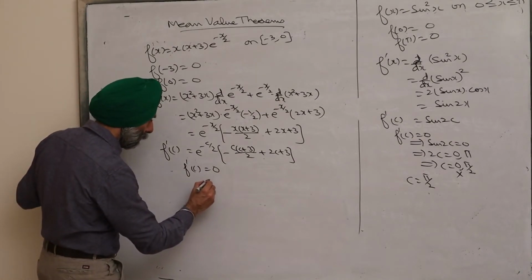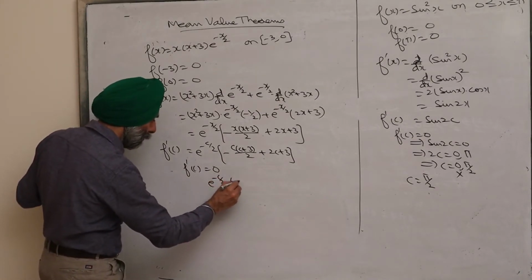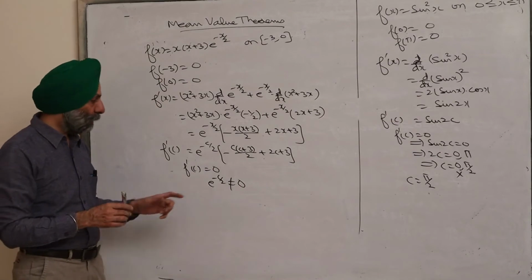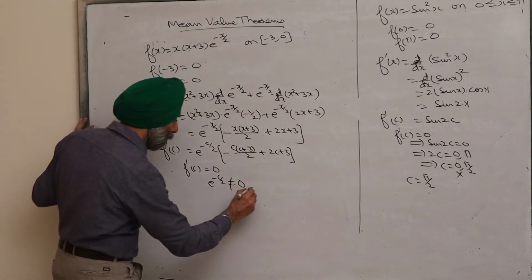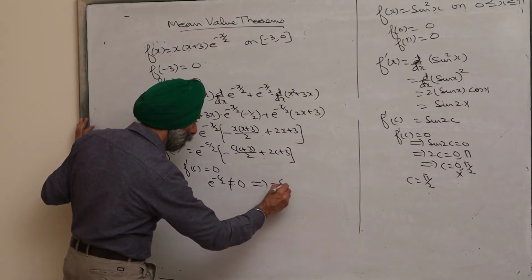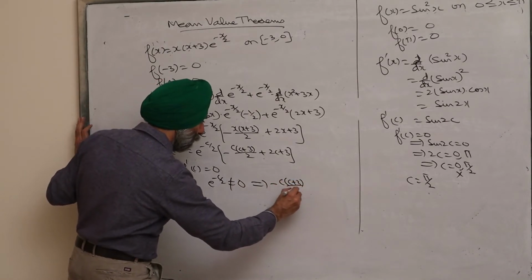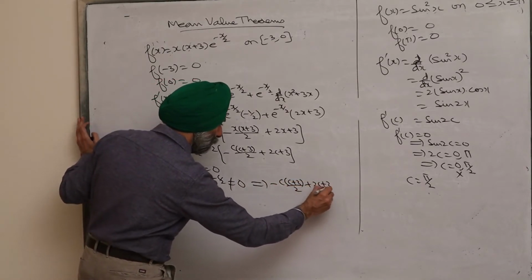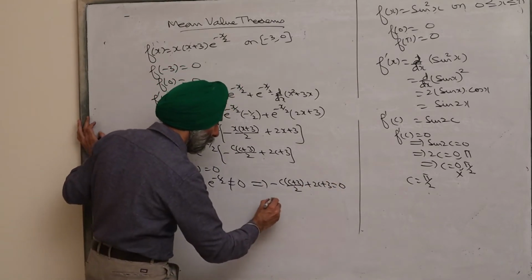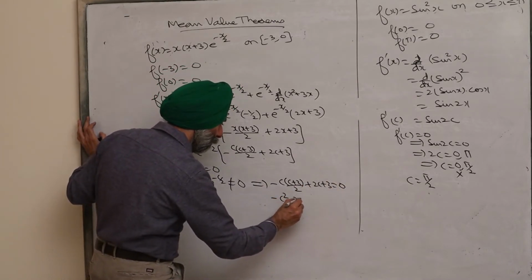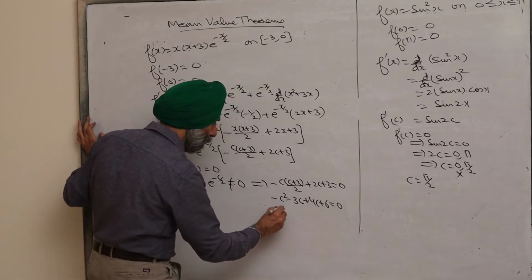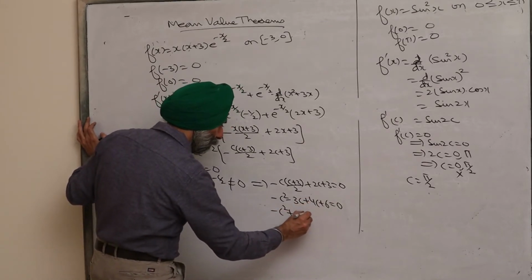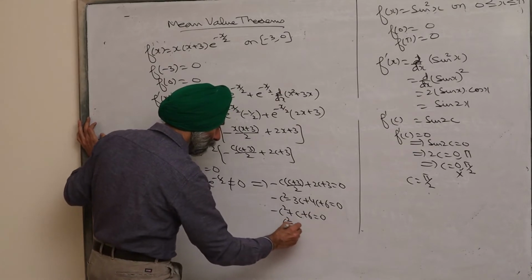Now but e raised to power minus c by 2 cannot be equal to 0 because exponential is never 0 and is never negative. So this implies that the only possibility is that minus c into c plus 3 by 2 plus 2c plus 3 is equal to 0. Minus c square minus 3c plus 4c plus 6 is equal to 0. Minus c square plus c plus 6 is equal to 0.